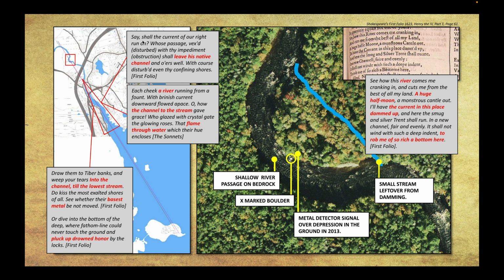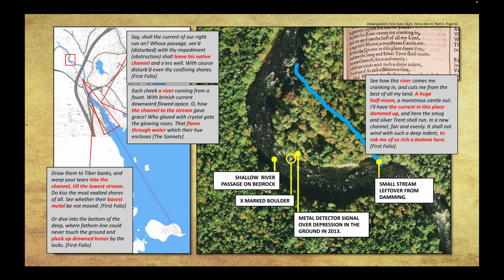Up here we have: shall the current of your right run on, whose passage vexed or disturbed with thy impediment obstruction, shall leave his native channel and overswell, with course disturbed, even thy confined shores. Also First Folio. But here is the most interesting passage, from the First Folio as well. And if you see, here is the Exo boulder, and you see that the river is turning very sharply, and it looks like half a circle here.